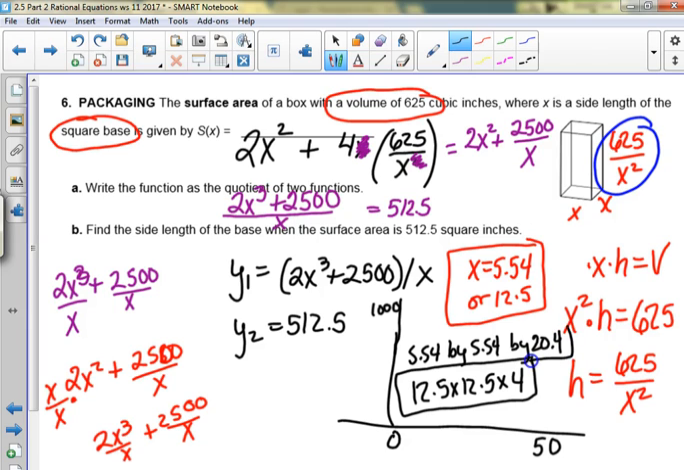Okay. So there's two different ways we could make a box with a square base, and both ways would have a surface area of 512 and a volume of 625. Okay. Now, when you say, when are we ever going to use this? There you go. Now, do you want me to put a when are we ever going to use this on the quiz? Okay.